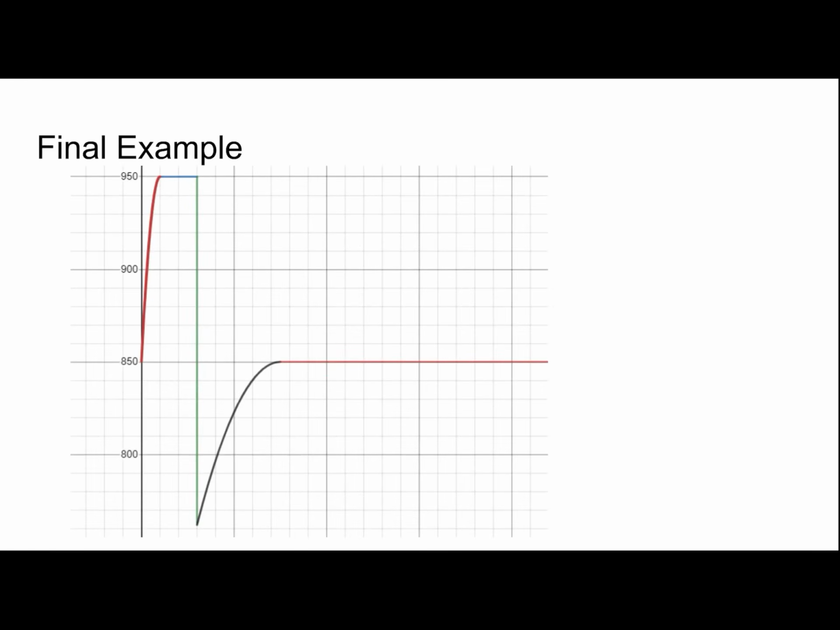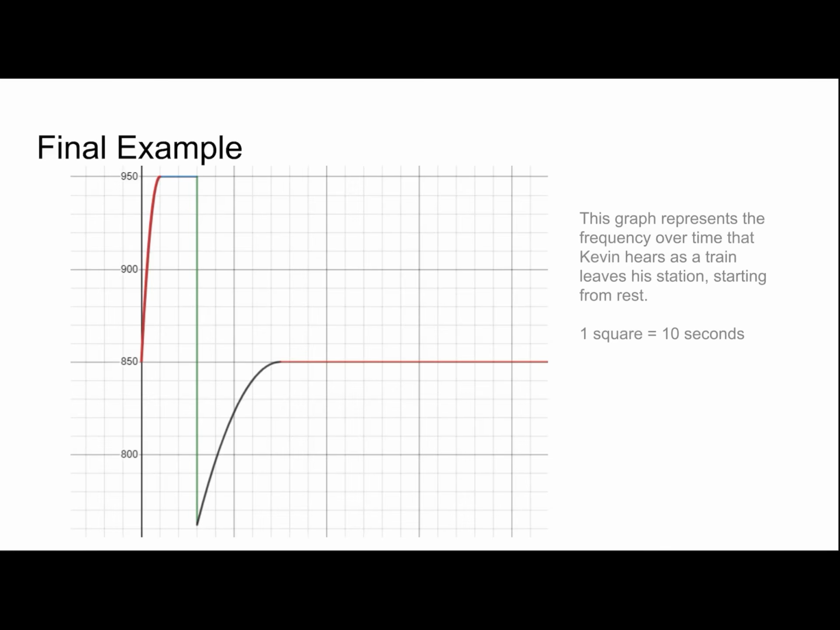Alright, so here's another example. Now we have a graph here. This graph actually shows the frequency over time that Kevin hears. So this is frequency on the y-axis and time on the x-axis. One square is equal to 10 seconds here.